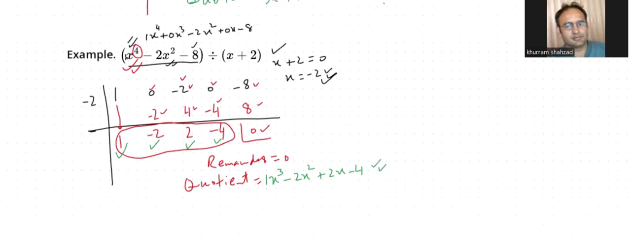So this is the way to find the remainder and quotient. Also, you will understand this Horner's method. I have explained it with the help of two examples.